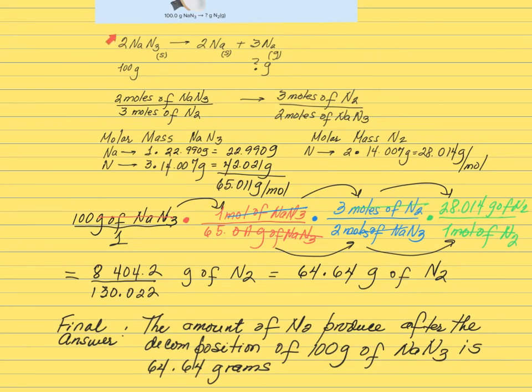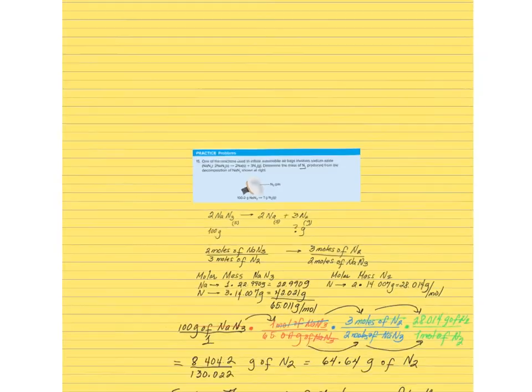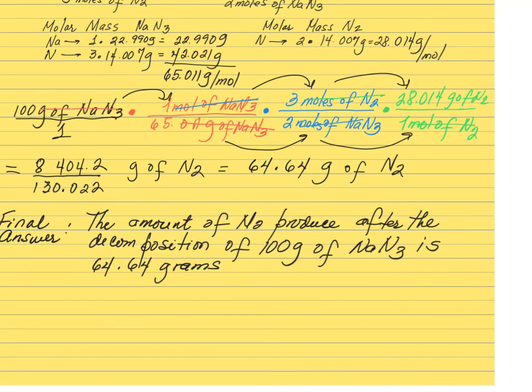Be careful with the final answer. Let me go up to the problem. See, you have here 4 significant figures. That's the only number that is given, so the final answer has to be expressed with 4 significant figures. You have to round until you have 4 significant figures in your answer, and then you write the final answer using a complete sentence. So the amount of nitrogen produced after the decomposition of 100 grams of that ionic compound is 64.64 grams.